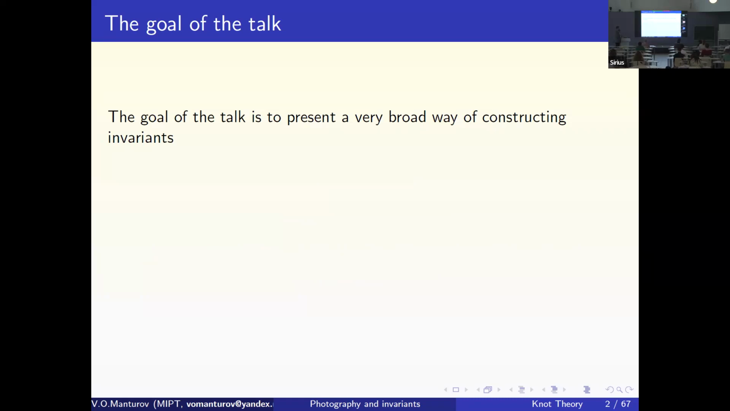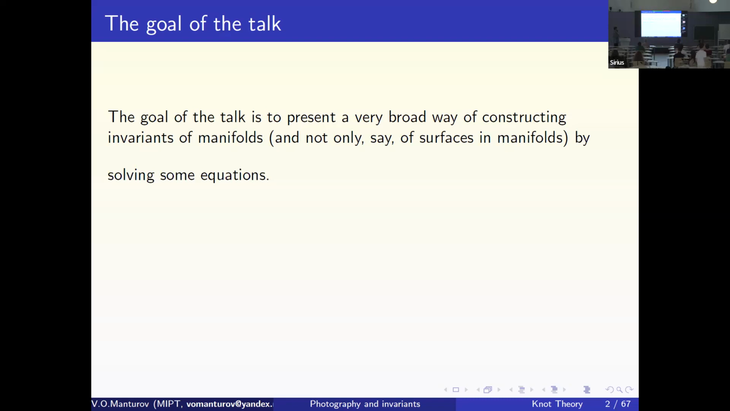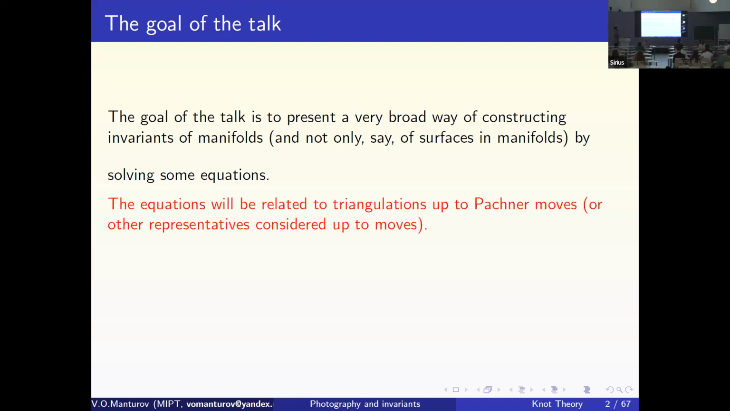And I will tell you about the contents of 5 arXiv papers which appeared here. So we are going to construct invariants of manifolds. Actually, it works for many other things. For example, we can think of a manifold as an equivalence class of triangulations modulo Pachner moves. And of course, we can write down some equations, but which equations to write and how to solve them? Some naturality conditions will guarantee that solutions are more or less obvious.